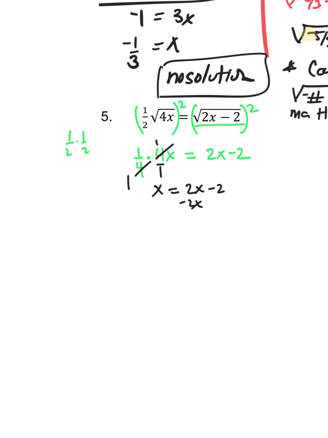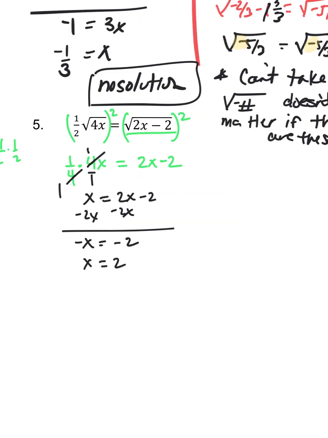And so now let's solve for x. x equals 2x minus 2, so x equals a positive 2. So now let's check. So x is 2, so in place of this x, I'm going to put a 2. And that has to equal 2 times 2 minus 2.